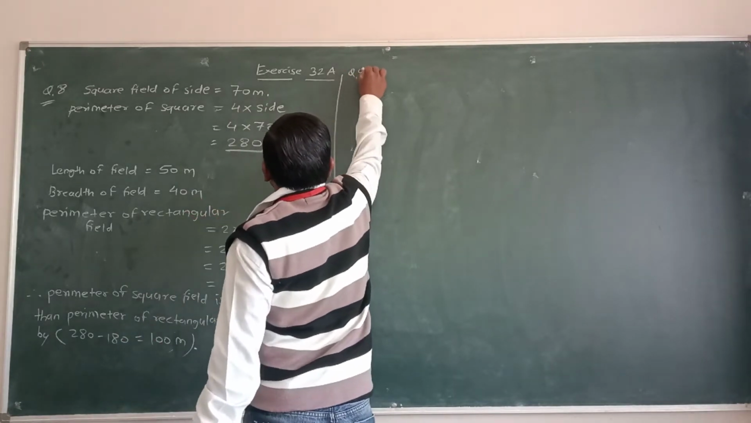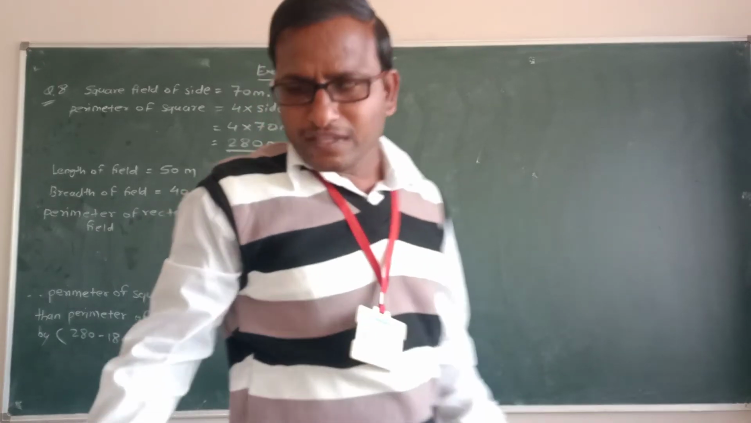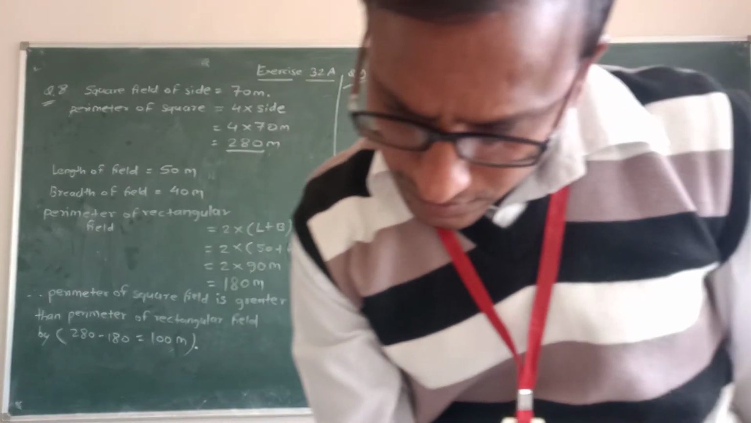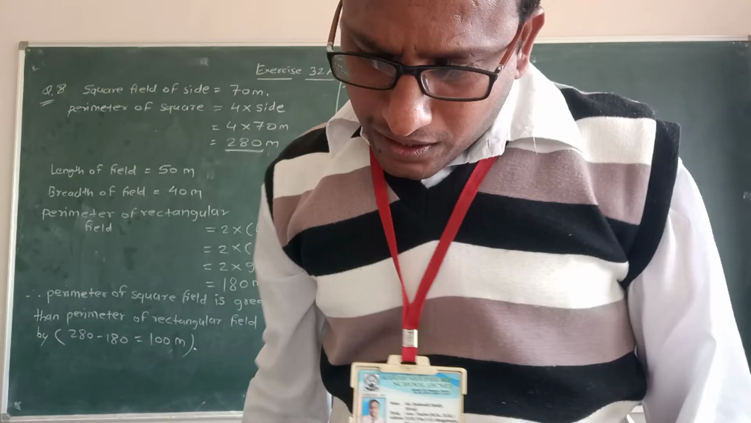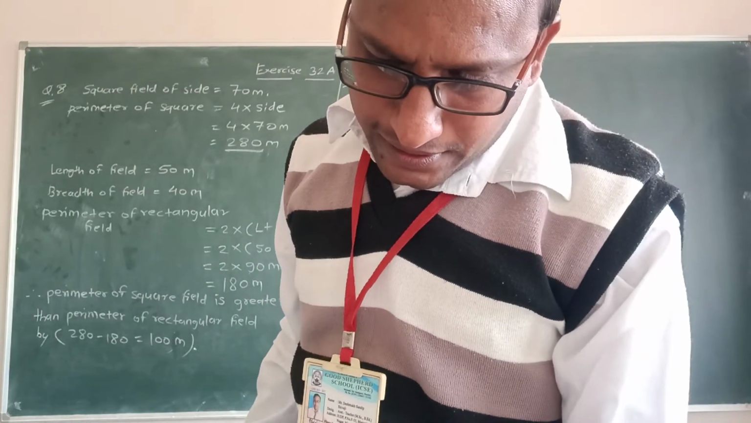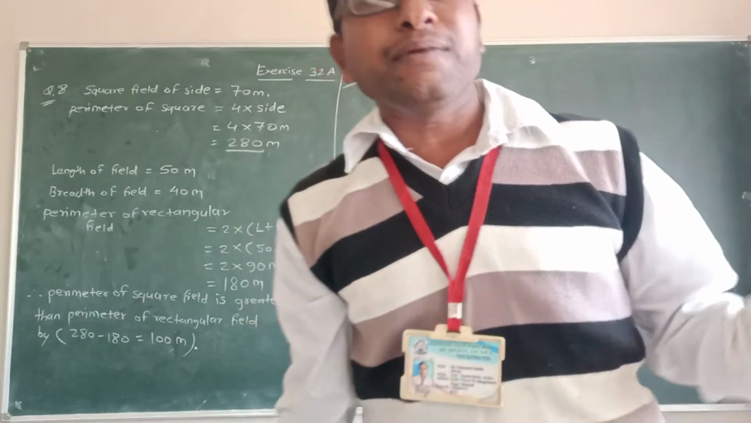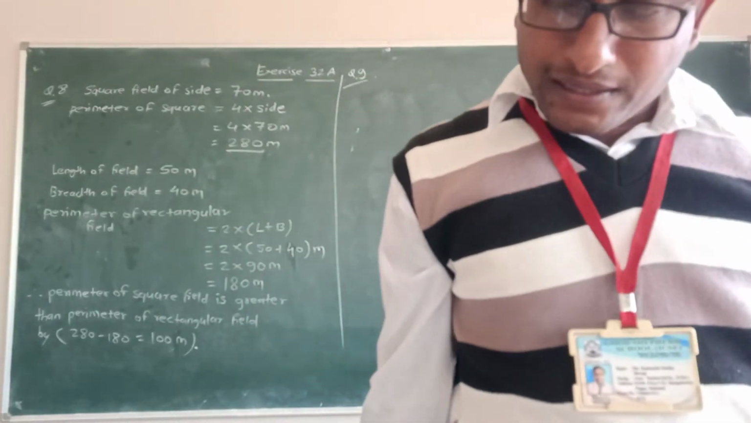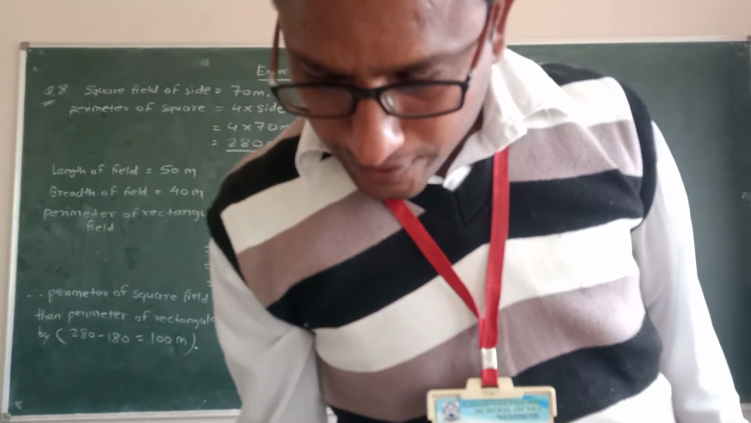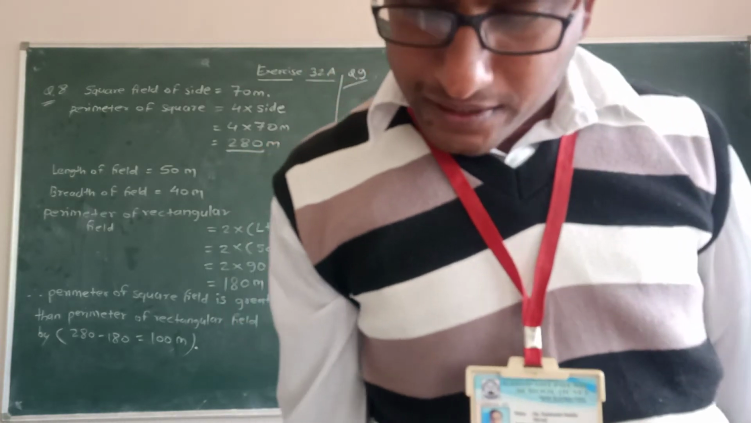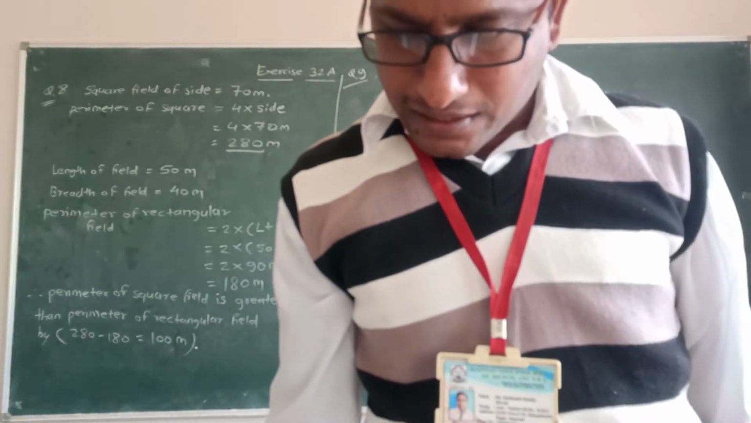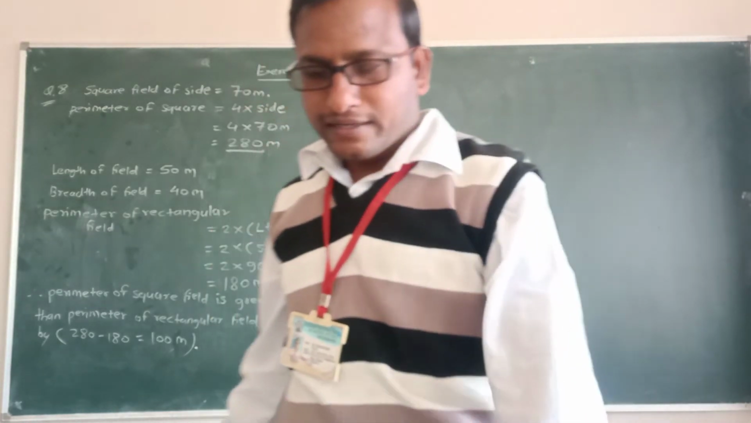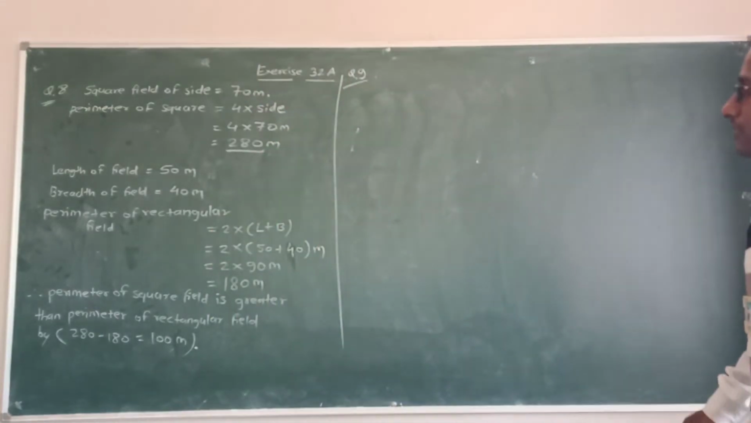Then question number 9. A rectangular field has length 160 meter and breadth 120 meter. Here, find the perimeter of the field, then the length of fence required to enclose the field, and the cost of fencing the field at the rate of rupees 80 per meter. Okay, so first you write the given values.